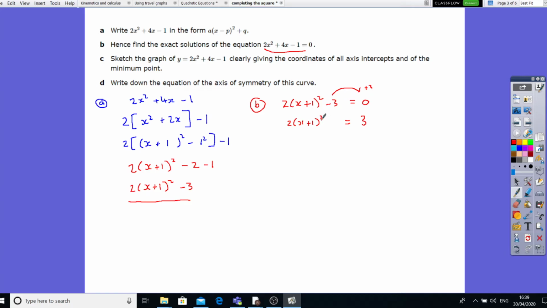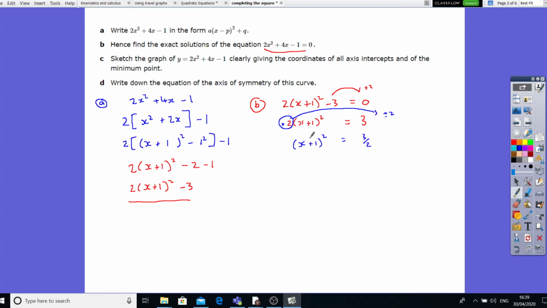Now, before we deal with what's happened, let's just think about this. X plus 1, then it gets squared, then it gets times by 2. So the last thing I did was multiply by 2. So what I must do is this 2, which I multiplied on this side, I take it to the other side and divide it by 2. So I end up with x plus 1 squared, and that ends up being 3 over 2.